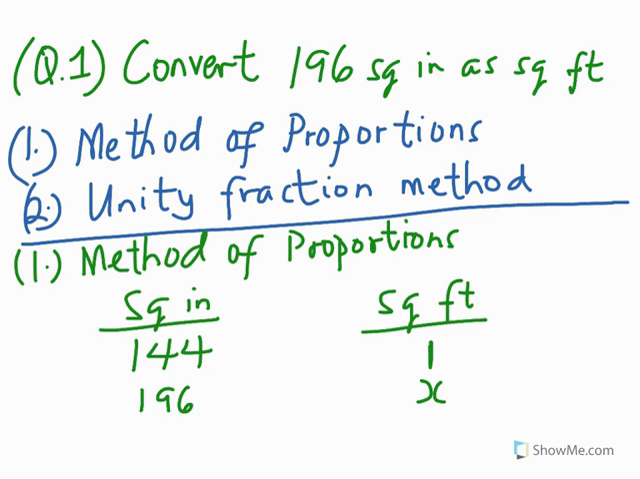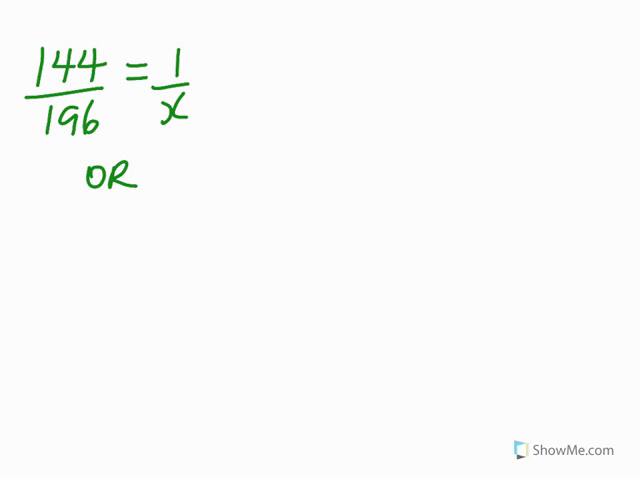So let's go ahead and form a proportion on this, okay? I can say that 144 over 196 equals 1 over x, or I can form another proportion and say that 144 over 1 equals 196 over x.